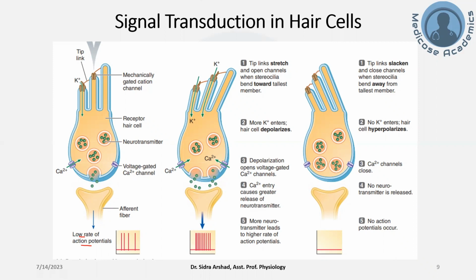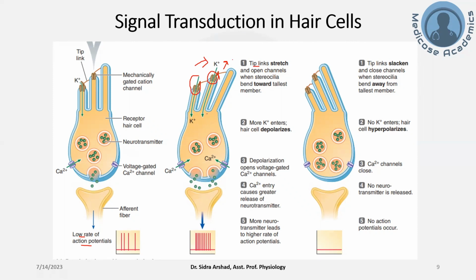So how is it brought about? When these stereocilia are displaced in the direction of the highest stereocilium, there is opening of the mechanically gated potassium channels. At the top of these stereocilia there are specialized potassium channels which are mechanically gated; that is, they respond to the mechanical stimulus, which is the movement or bending of the stereocilia towards the highest stereocilium. These channels are linked together by tip links. The tip links stretch and open the channels when stereocilia bend towards the tallest member. These channels open up and potassium moves inside the cells.